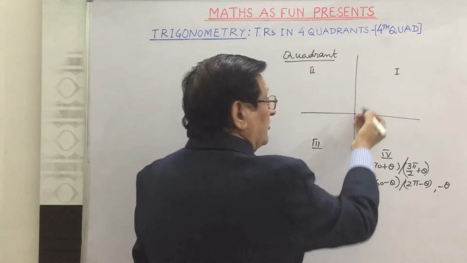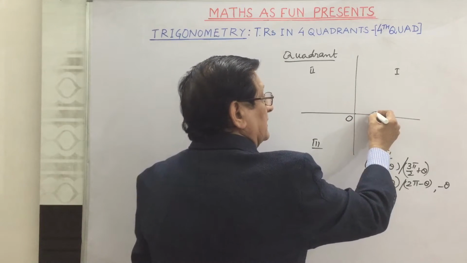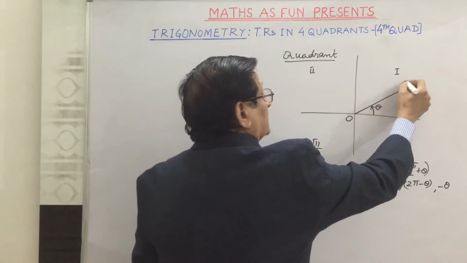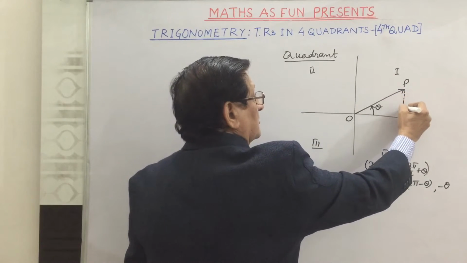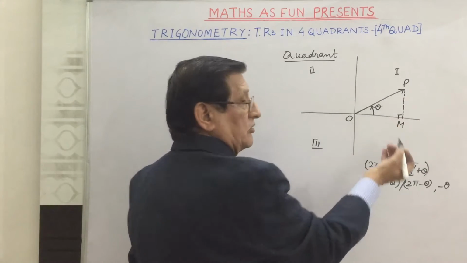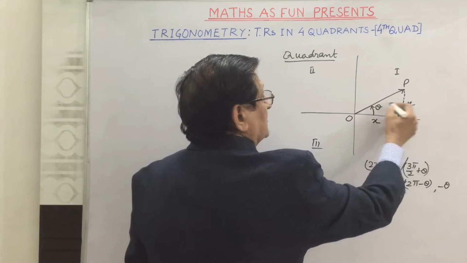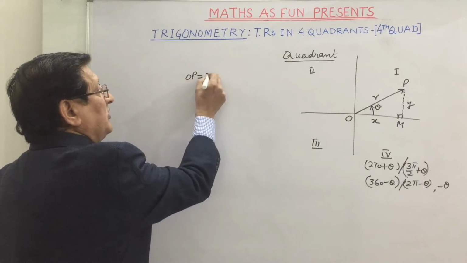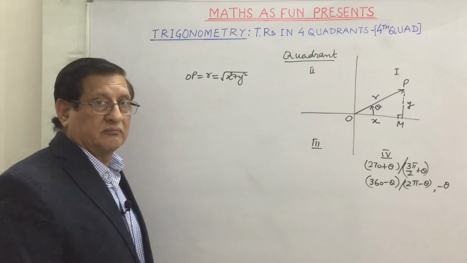The radius vector, the revolving line, starts from this starting position and moves in the anti-clockwise direction to make an angle theta, and suppose the position is OP. Perpendicular from P is drawn to the initial position, that is PM, and we have been taking always the same way I am taking here now. OM is equal to X, PM is equal to Y, OP equal to R, and we know that OP is equal to R will be equal to root of X square plus Y square.